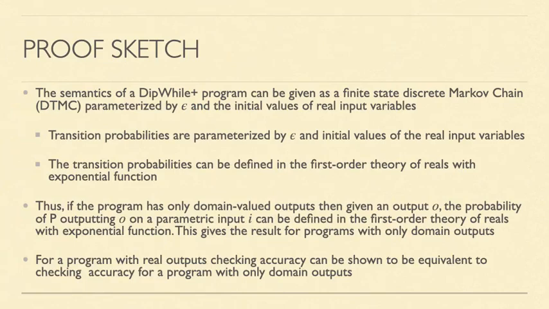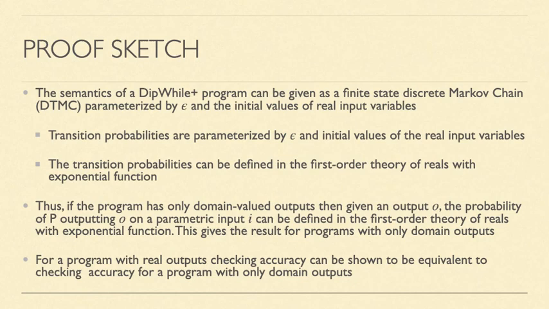We sketch here the proof idea behind this result. Essentially what we show is that the semantics of a DiffPlus program can be given as a finite state DTMC parameterized by the privacy budget epsilon and the initial values of real input variables. In this DTMC, the transition probabilities, which again depend upon epsilon and the initial values of real input variables, we showed can be defined in the first order theory of reals with exponential function.